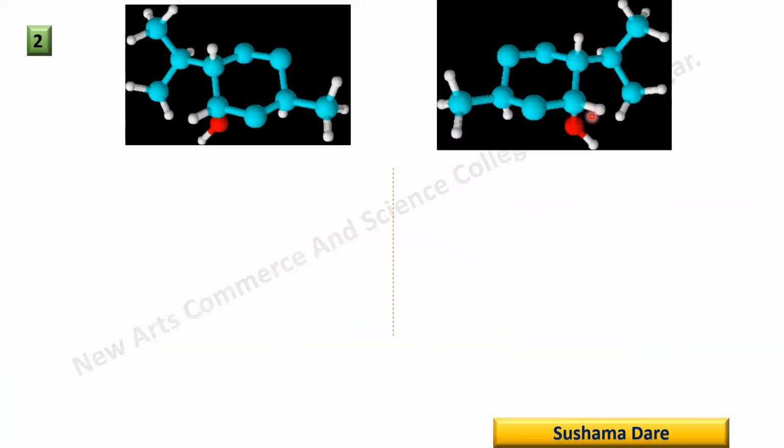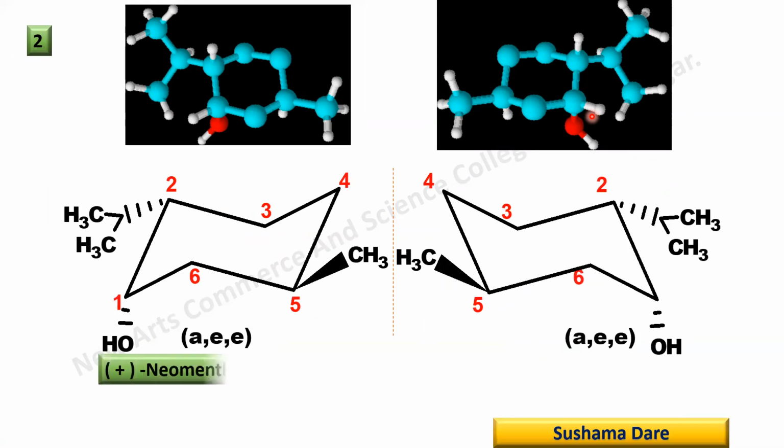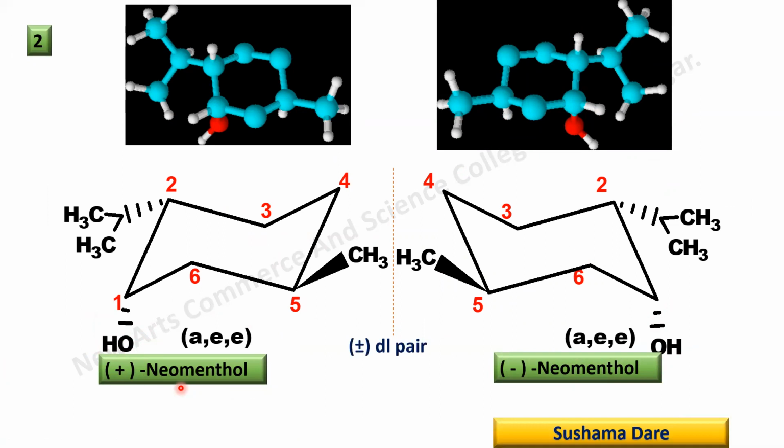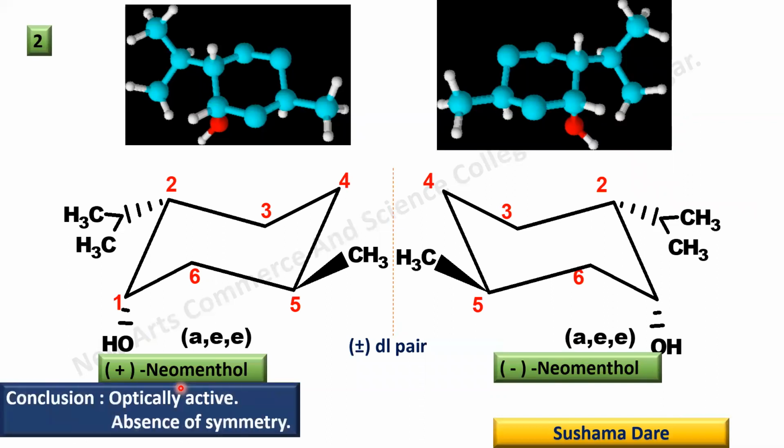Now the next one is neomenthol. In neomenthol, the orientation of the hydroxy group changes to axial, and this is the negative neomenthol. That is, this is the mirror image of positive neomenthol. Again, there is absence of symmetry. Hence, it is optically active and exists in a DL pair.